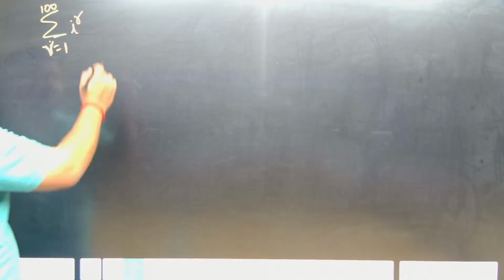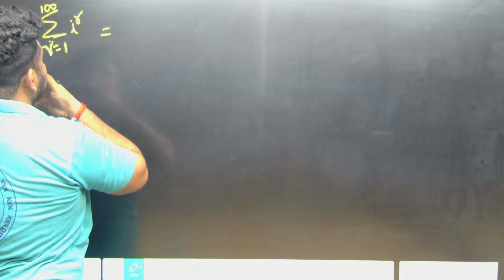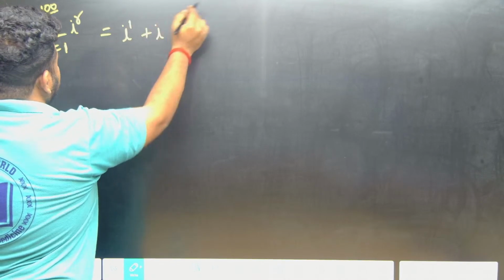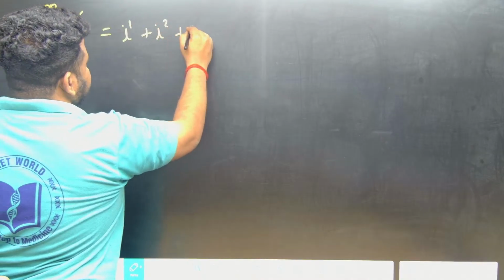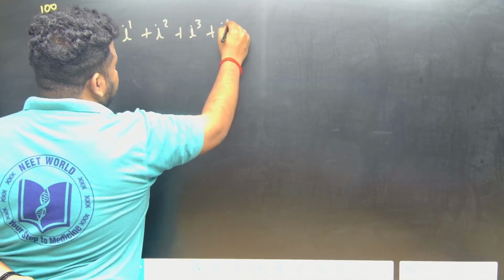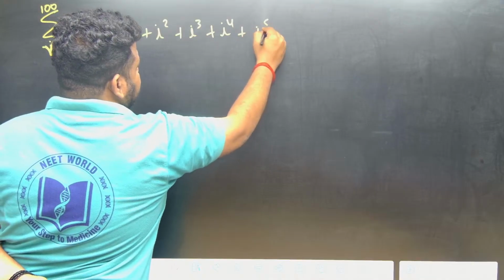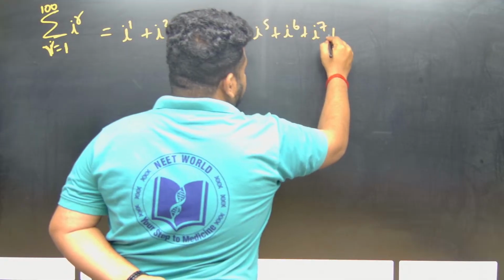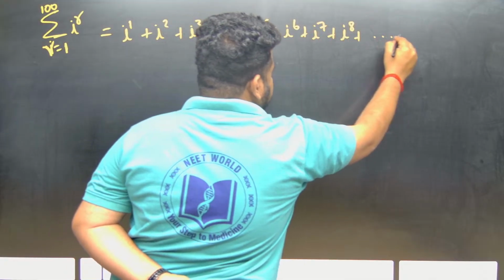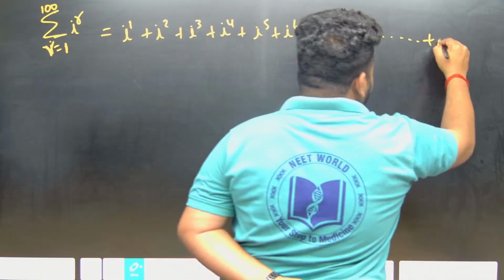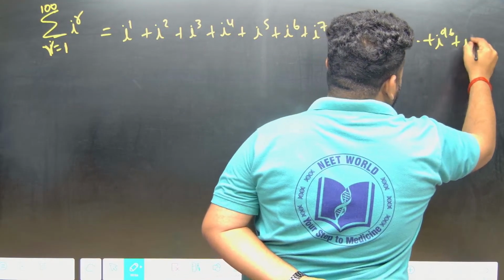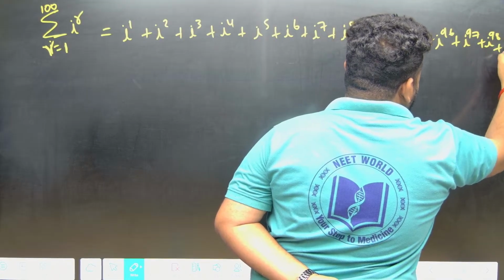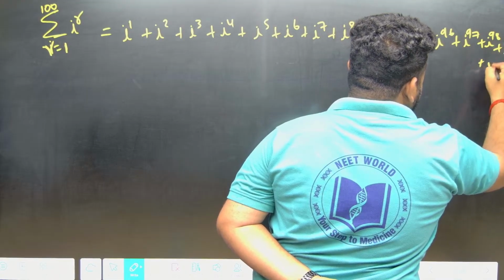For this question, what you have to do? You will write it as i power 1, then i power 2, then i power 3, then i power 4, then i power 5, then i power 6, then i power 7, then i power 8, plus in the end you will have i power 96, i power 97, plus i power 98, i power 99, plus i power 100. This is what you will have.